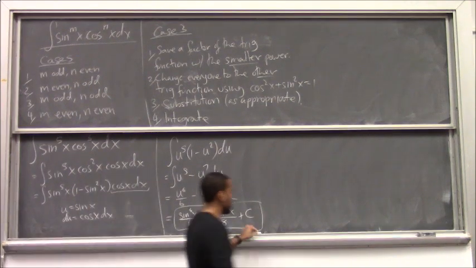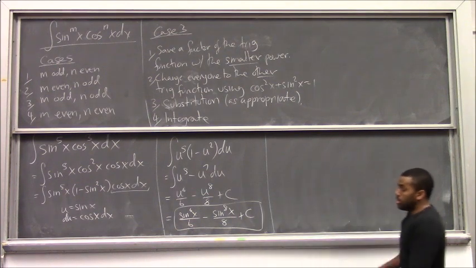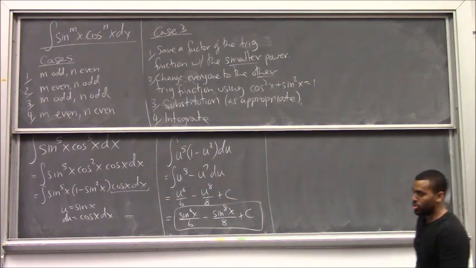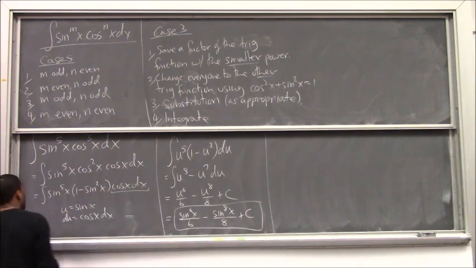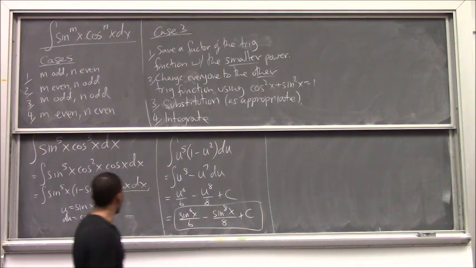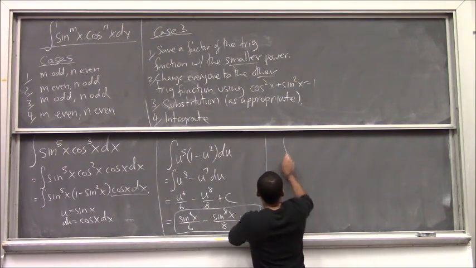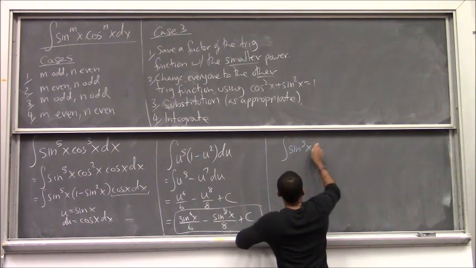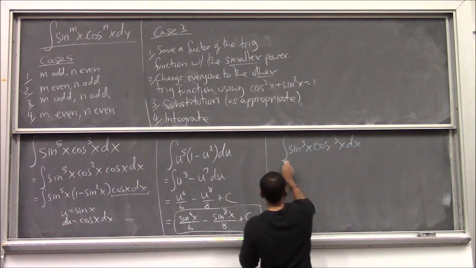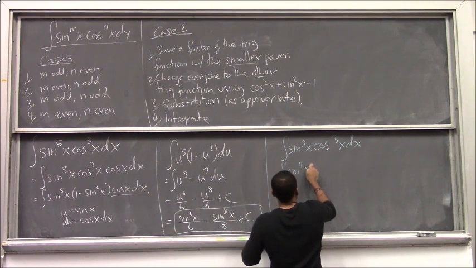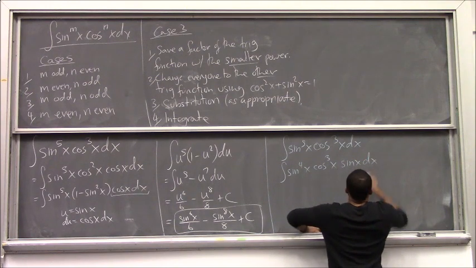Now, technically, I just want to mention, either choice you made here would have worked out in the end. You could have saved a factor of the sine, but I just want to show you what's going to happen. So, suppose you had sine to the fifth x, cosine cubed x dx, and you decided to save one of the sines.